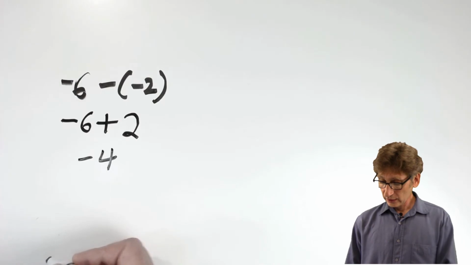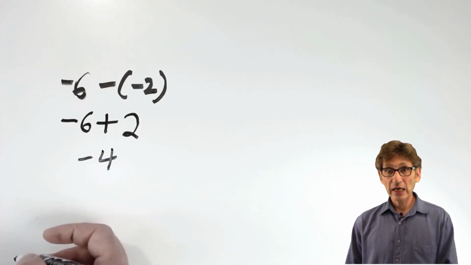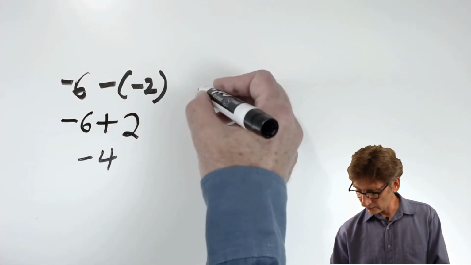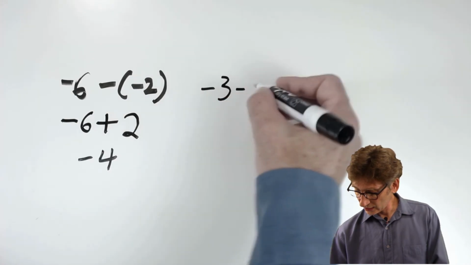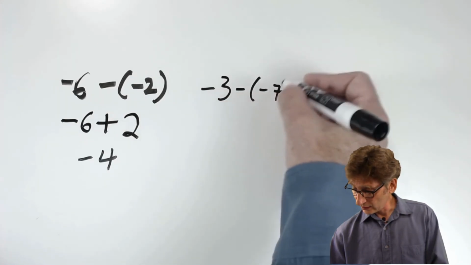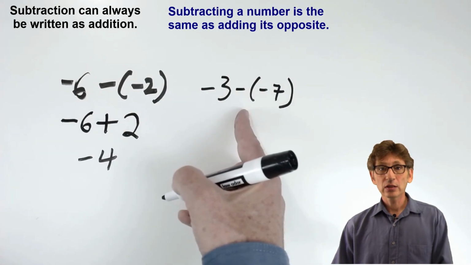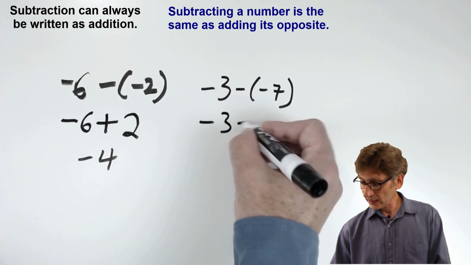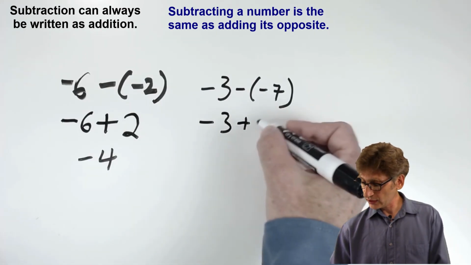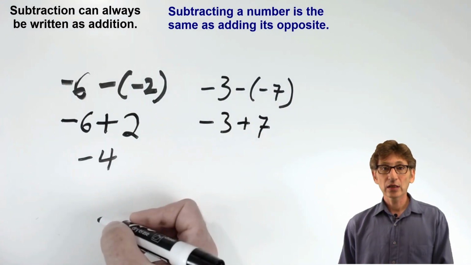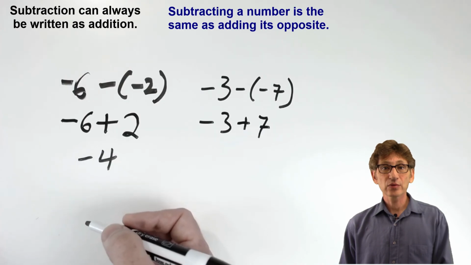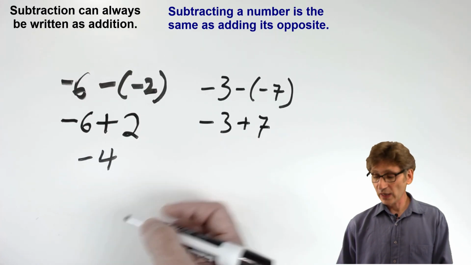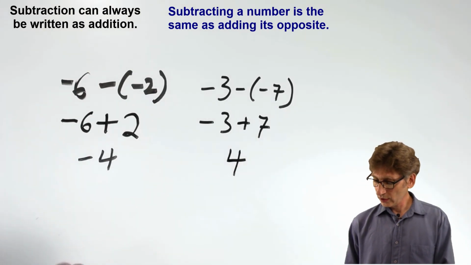Occasionally, our result will be negative, and occasionally, our result will be positive. Here's an example where it would be positive. Negative 3 minus negative 7. Subtraction is adding the opposite of a number. So I'm starting with negative 3, and I'm adding the opposite of negative 7, which is 7. Negative 3 plus 7. Subtract the absolute values. 7 minus 3 is 4. Use the sign of the number with the larger absolute value. This becomes 4. Voila!